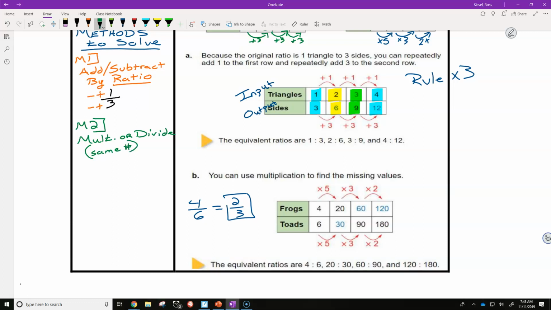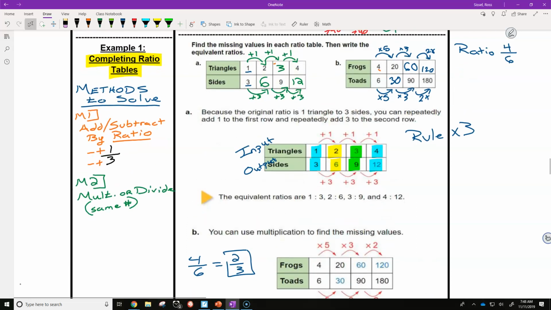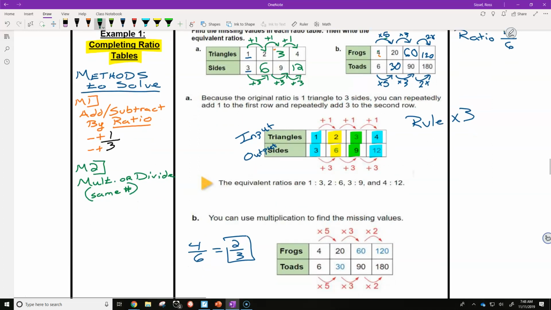The important part here is that you have to multiply or divide by the same number. This is the one that we do use that same number. Let's see if our buses are right. So, just like we did here with frogs, we did 4 times 5, so the other one we have to times by 5.